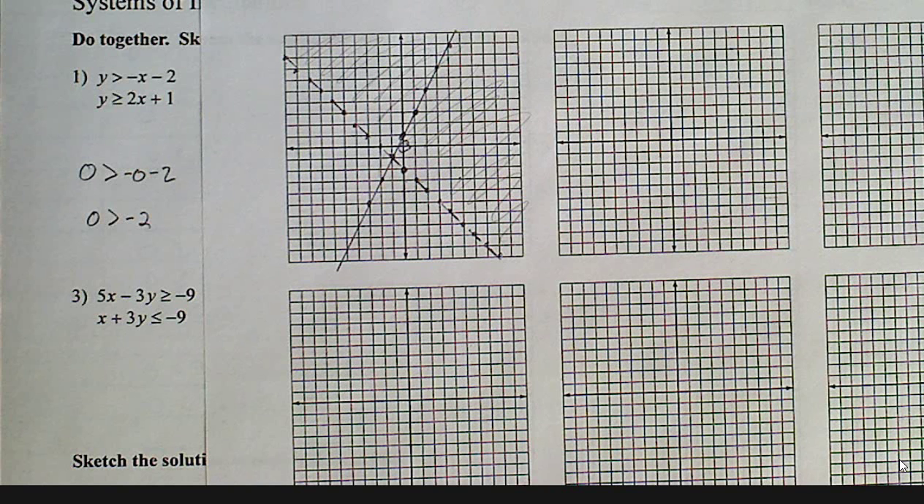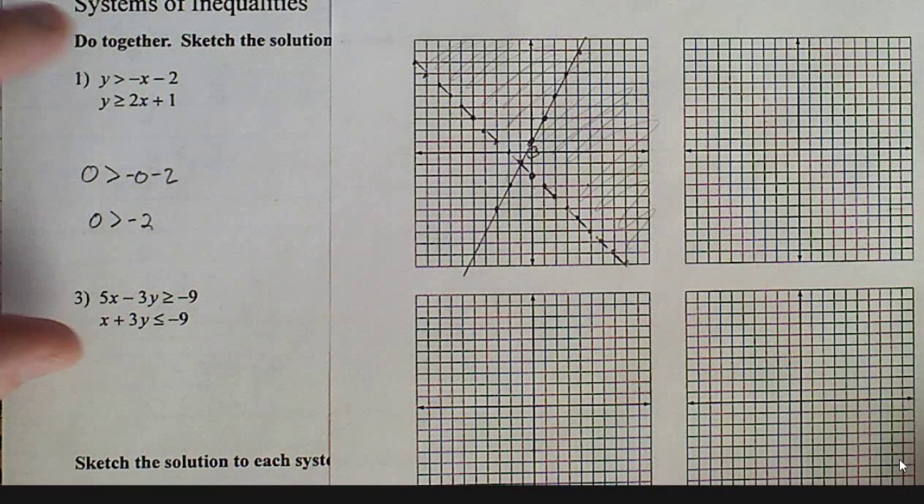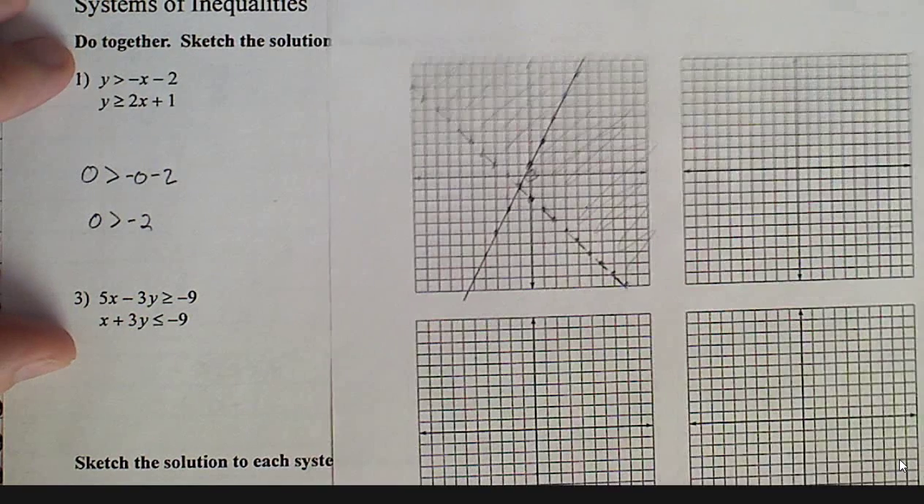Alright, so when I'm connecting these, Julia, can I use 0, 0 as my checkpoint? How do you know? You're right. Because the line doesn't go through 0, 0. Perfect. If it did go through 0, 0, you'd have to use something else like 1, 0, 0, 1, a billion, comma 37, whatever numbers you want to use. Okay?